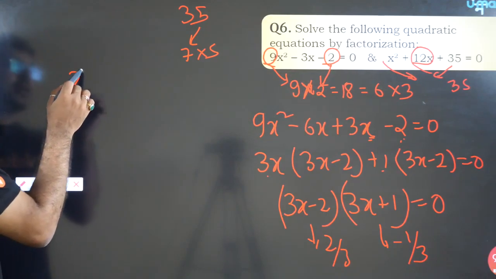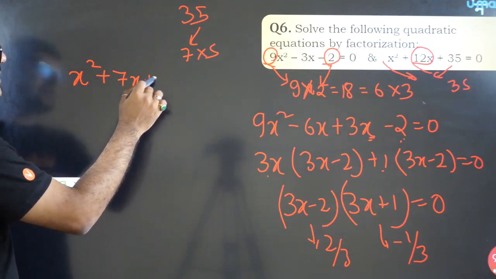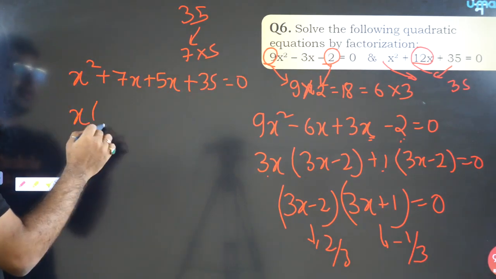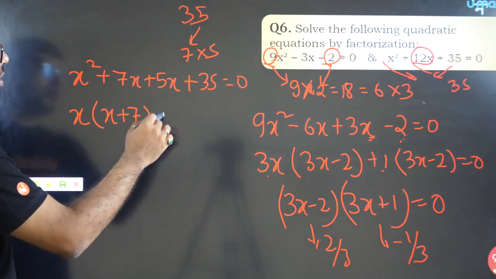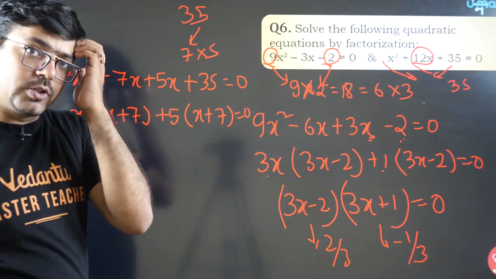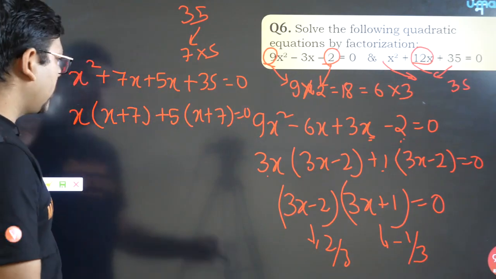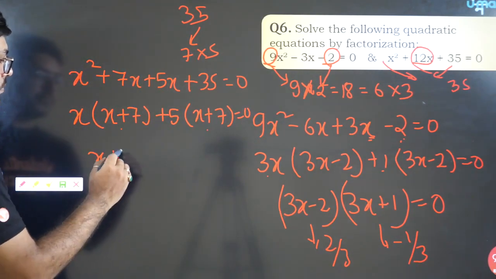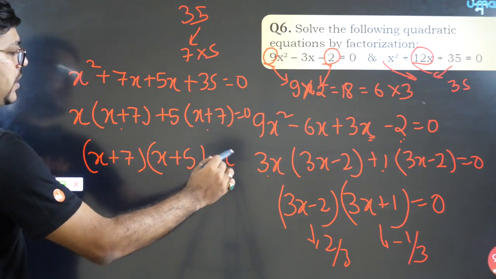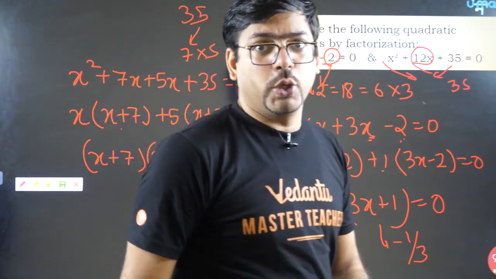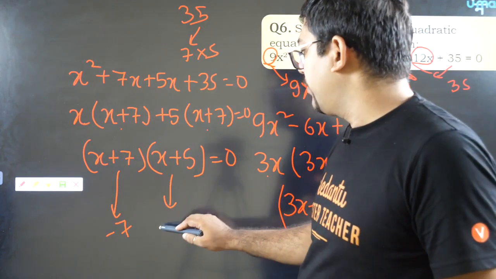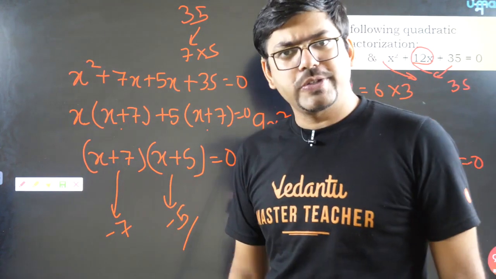So just do that. You will get x square plus 7x plus 5x plus 35 equals to 0. From here you'll get x common, x plus 7, and from here 5 common, x plus 7, equals to 0. Cool. So once you got that, let's move on. x plus 7 and x plus 5 equals to 0. Fine, got it? So here we got minus 7 and here we got minus 5 as the zeros.